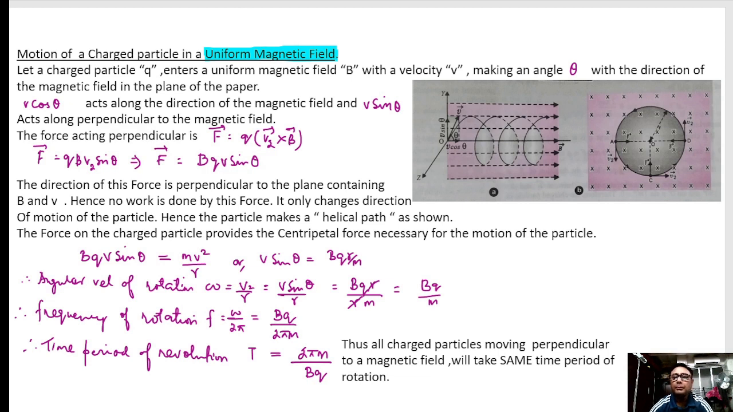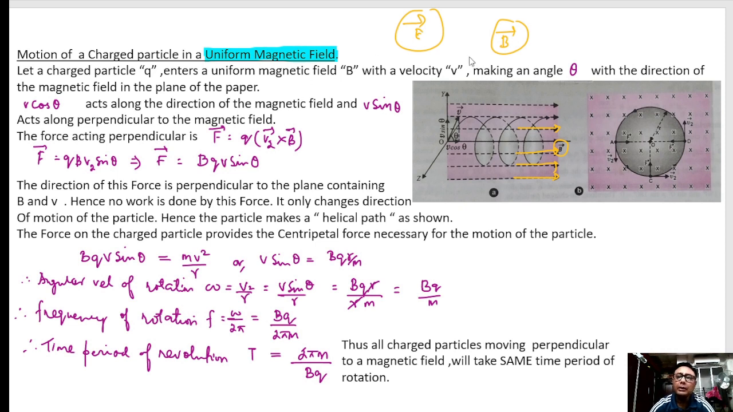As you can see from the figure, this is the direction of the magnetic field. The magnetic field acts like this, and the magnetic field is represented as B. Electric field is represented as E.